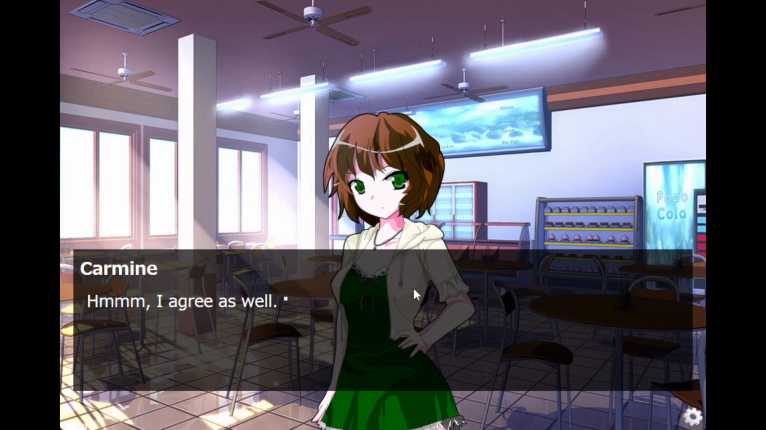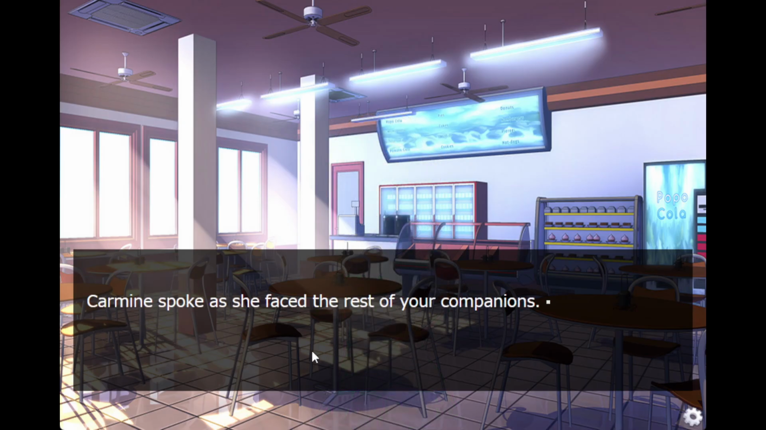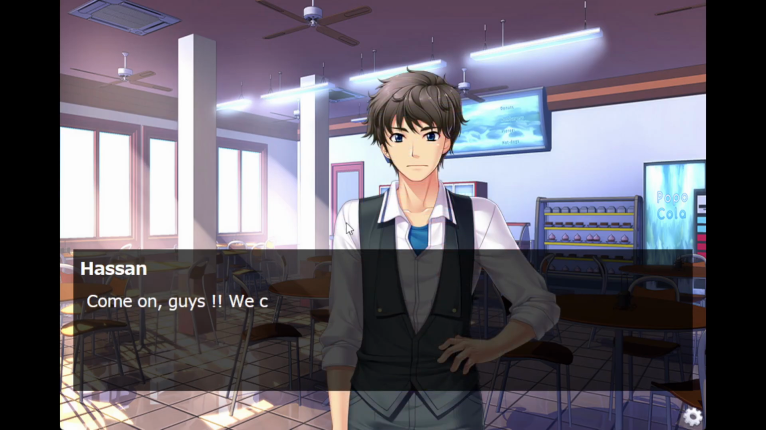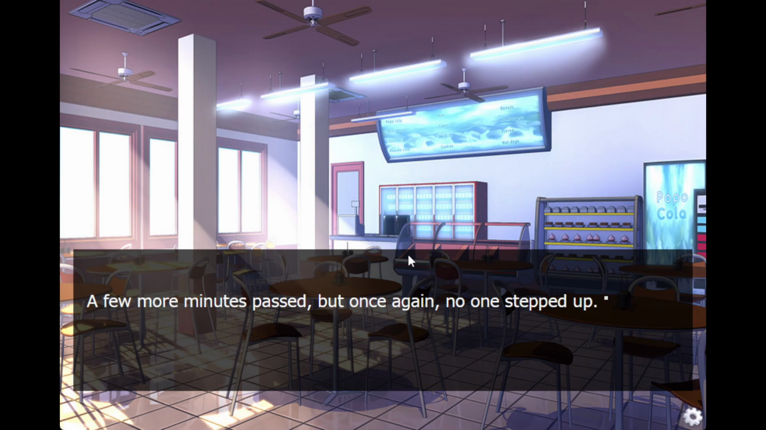I agree as well. Oh yeah, Carmen's here. Is this 40-year-old Carmen? Because she has short hair? Any kind of advantage we could get will be very helpful. The people with the special role should step up. Carmen spoke as she faced the rest of her companions. Seconds passed and minutes, but no one stepped forward. Come on, guys, we can't have dead air. This will totally mess up the ratings. A few more minutes passed, but once again, no one stepped up.